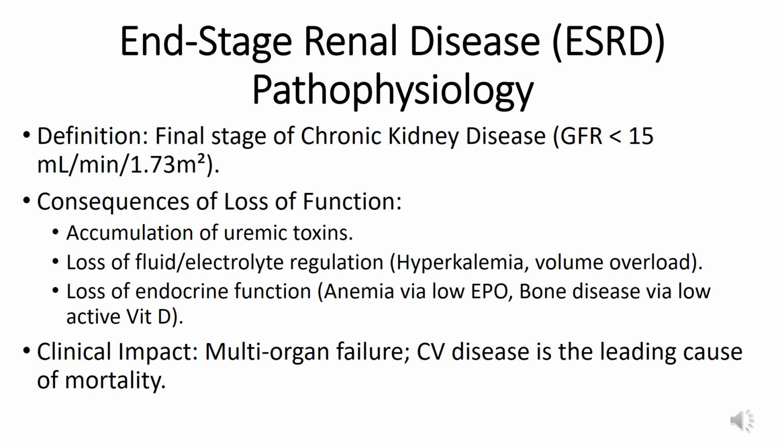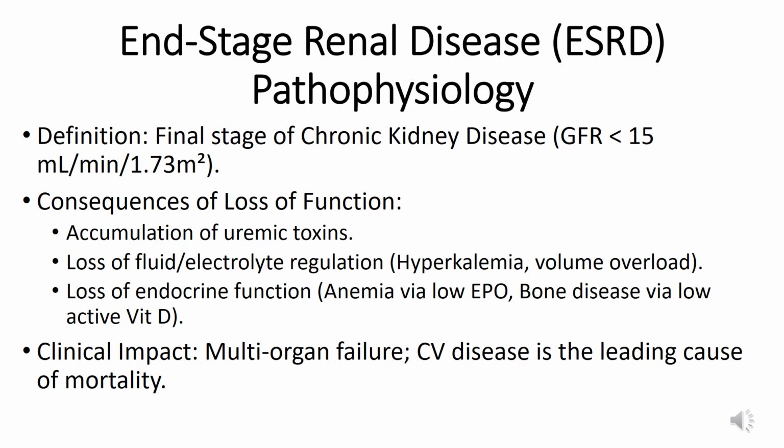Another endocrine function involves vitamin D activation. The kidneys convert vitamin D into its active form, calcitriol. In end-stage renal disease, this process becomes impaired. Calcium absorption decreases. Parathyroid hormone levels rise. Bone metabolism becomes abnormal. Over time, patients develop chronic kidney disease, mineral and bone disorder. Bones become weaker and more prone to fractures.